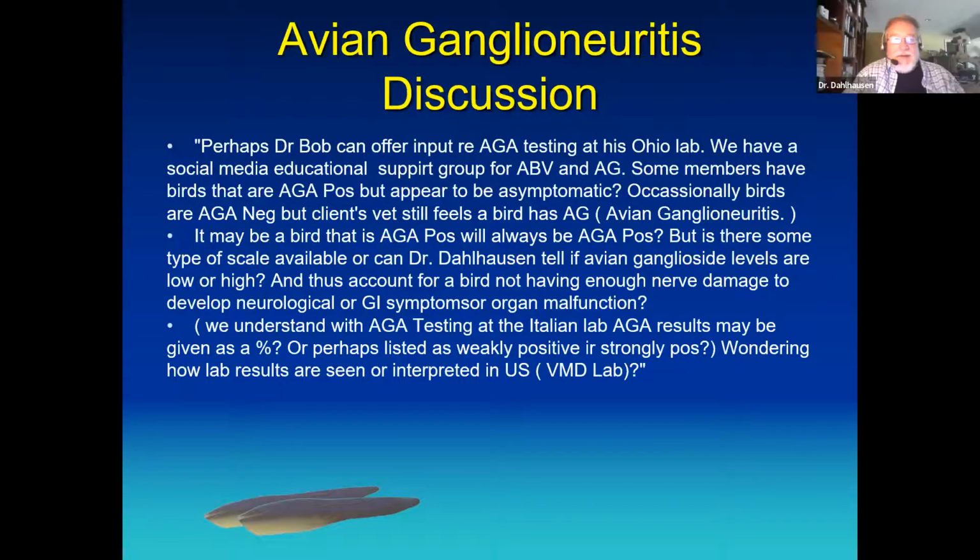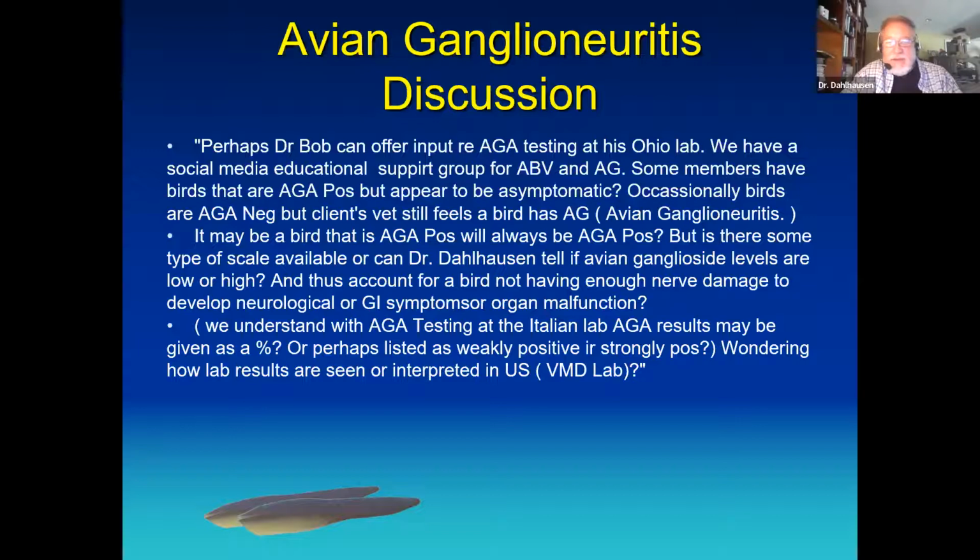Okay, can I offer input regarding testing at the Ohio lab? We have a social media support group for ABV and AG. Some members have birds that are AGA positive that appear to be asymptomatic. Occasionally, birds are AGA negative, but the client still feels the bird has avian ganglioneuritis. Okay, yeah, we talked about that. Some type of scale. Again, we're working on that.